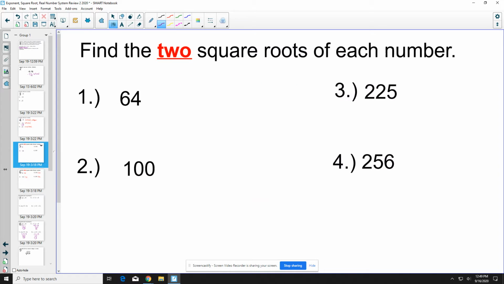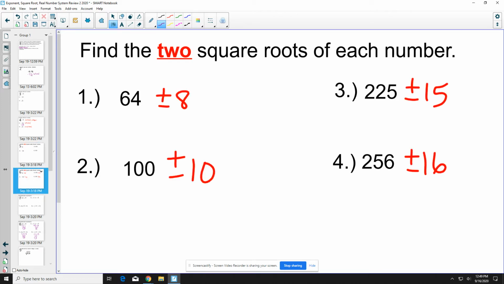Okay, now we're going to review 2 square roots. So on your paper, number 1 through 4, find the 2 square roots. That means you have 2 answers. Hit pause now. When you get done, hit play. Okay, number 1 should be positive and negative 8. Number 2 is positive and negative 10. Number 3 is positive and negative 15. Number 4 is positive and negative 16.